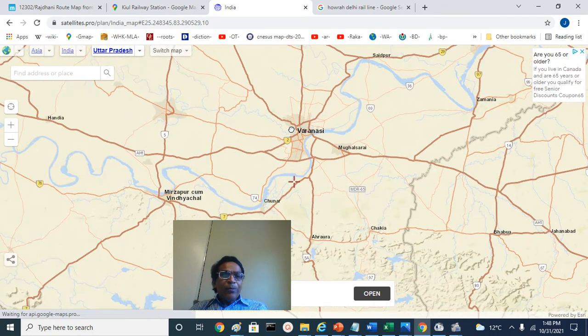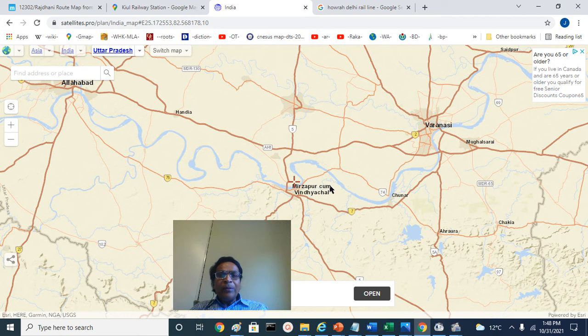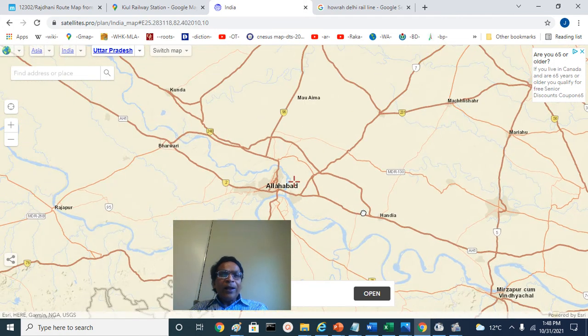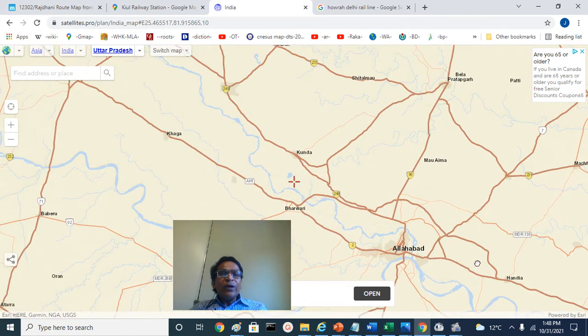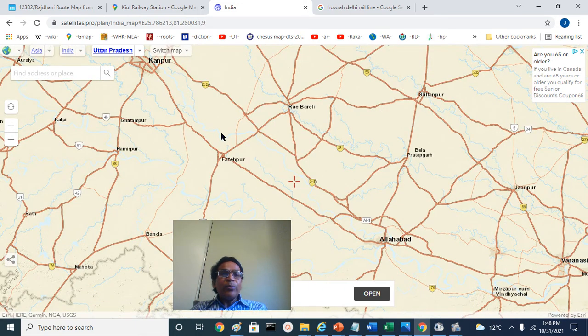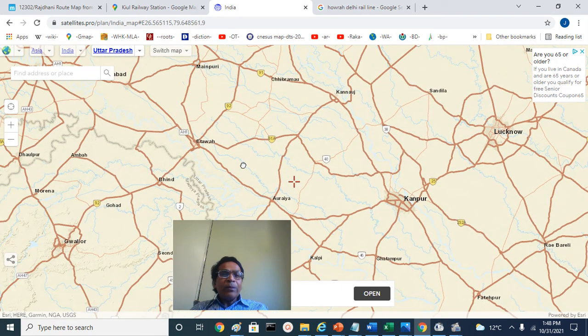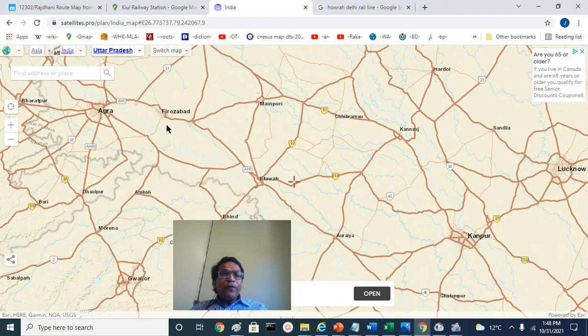Mughalsarai it goes to Chunar. Once you cross Mughalsarai, that is almost the termination point. From there, all the three lines take the same route, like Chunar and Mirzapur and Allahabad. Once they go into Allahabad, then go to Fatehpur. You can see the Fatehpur, then the Kanpur cantonment, then go to Etawah, then go to Firozabad, Shikohabad.